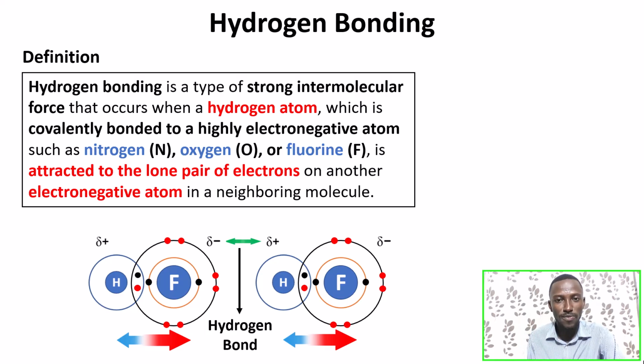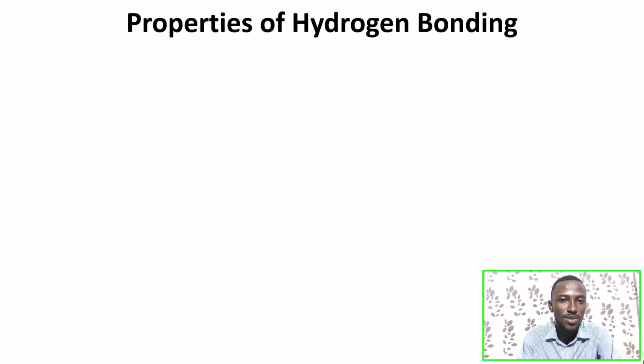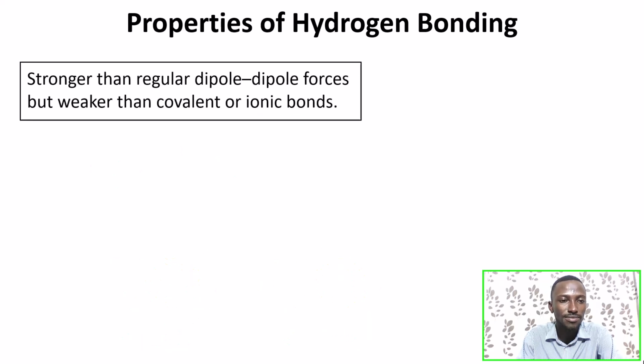So take note of this. Hydrogen bonding is always between hydrogen and either nitrogen, oxygen, or fluorine. These are highly electronegative atoms. Difficult or easy to understand? Very easy to understand. Really? Yeah. Okay, so let's look at some properties of hydrogen bonding.